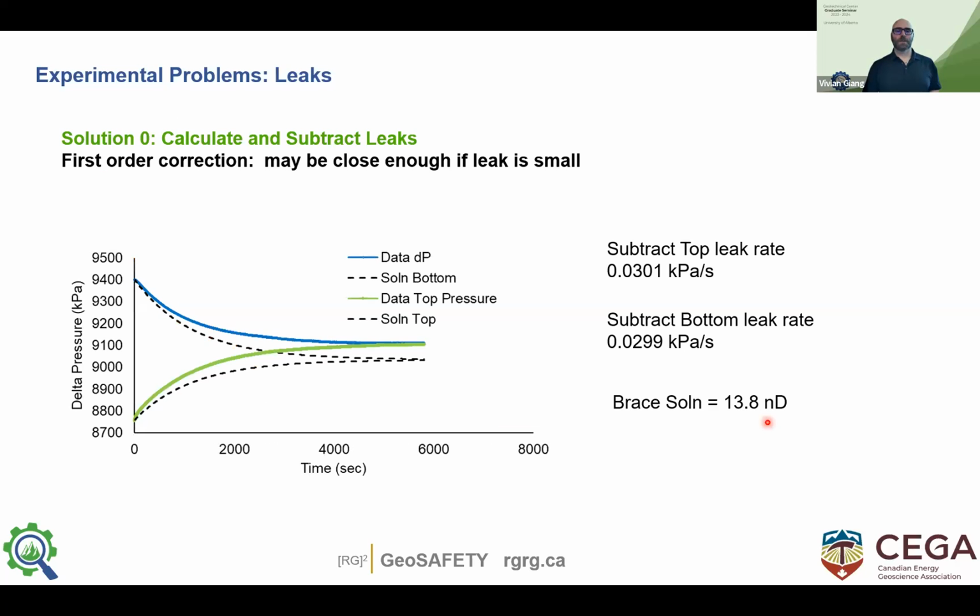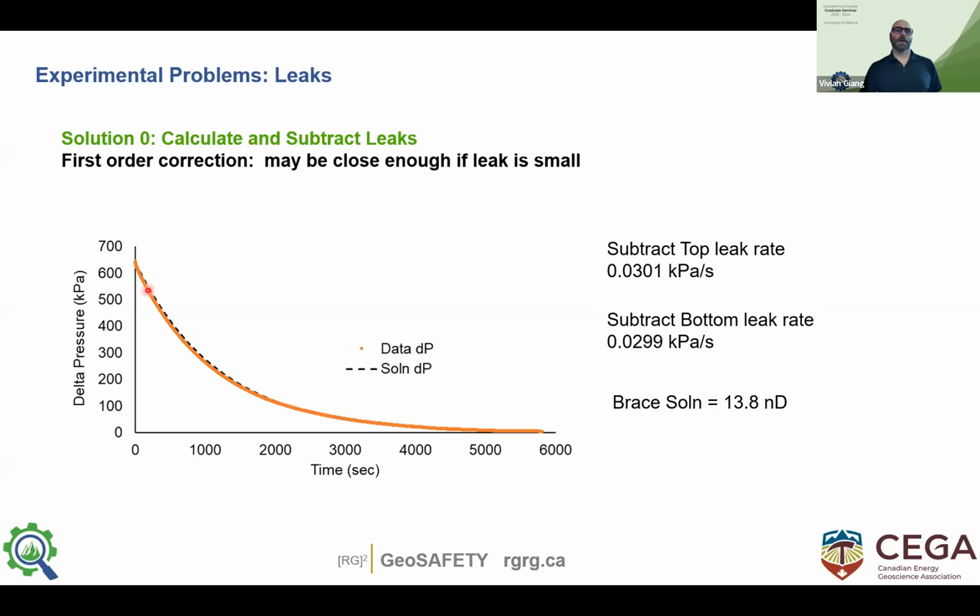As I said before, with the brace solution you're assuming the storage is 0. So if I look at my data, I can see no storage response. So I can say that my brace solution is close enough for this test. And with the brace solution, because I have no storage, I can just use the delta P to do my calculation. And with that, I can get a nice fit, and brace solution 13.8 nanodarcy. That's my simple approach.